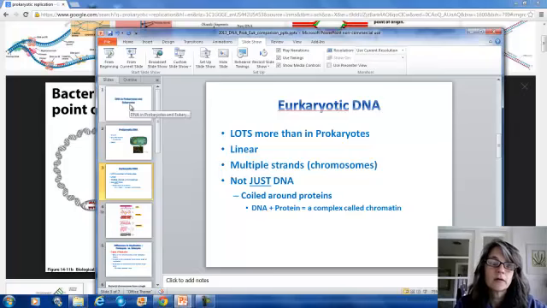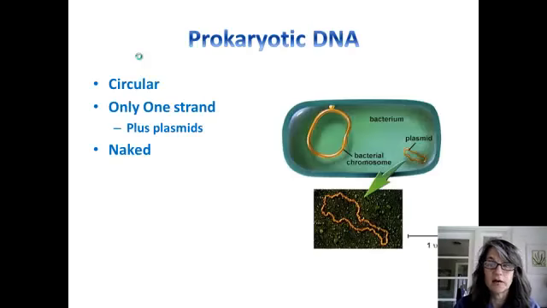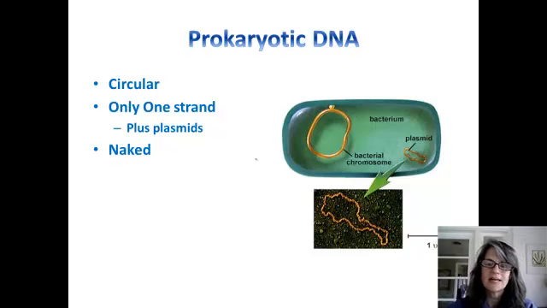All right, this is a really quick podcast just comparing prokaryotic and eukaryotic DNA, its differences, and how those differences can impact how prokaryotes and eukaryotes copy their DNA or replicate their DNA. Prokaryotic DNA is much more simple than eukaryotic DNA. It is a circular molecule, so this is representing the bacterial DNA molecule.